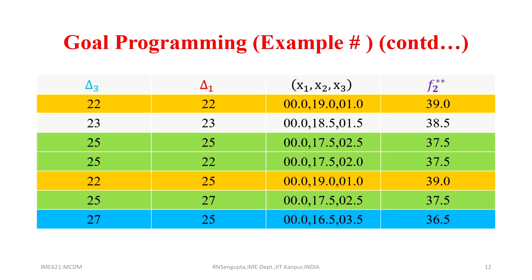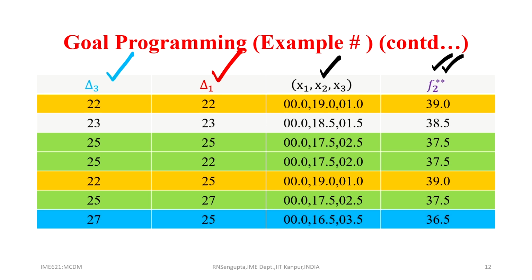So, I again take different combinations of delta 3, delta 1, which are given in column 1, column 2, and the corresponding values of x1, x2, x3 are given in column 3, and the corresponding values of F2 double star are given in the last column, where I put a double tick mark black. Again the combinations of color like dark yellow, green, blue are done here in the same way, and the only change which you see is the decision variables.